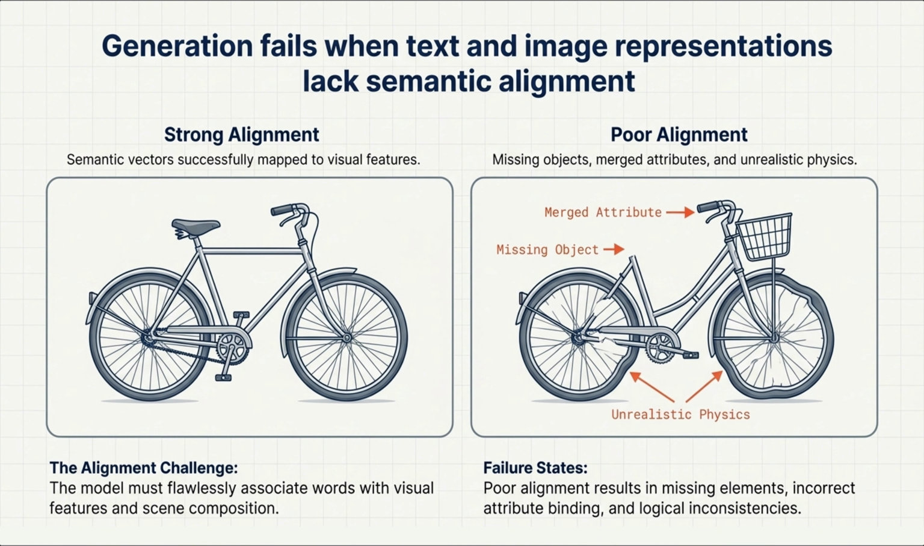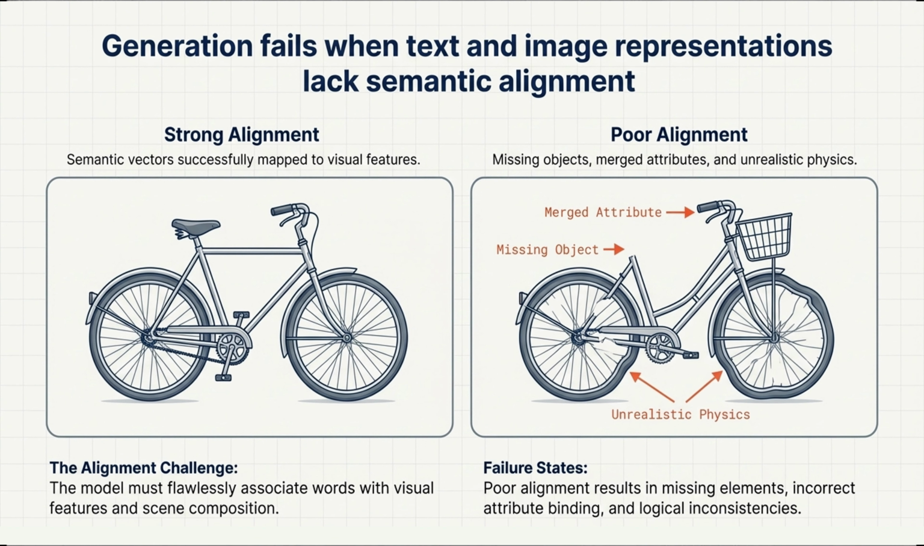Take a classic failure state like a mangled bicycle. If it has missing spokes, merged attributes where the frame literally melts right into the tires, and geometry that completely violates the laws of physics, the model has failed. It didn't flawlessly associate the word bicycle with the logical scene composition required to build a functional one.